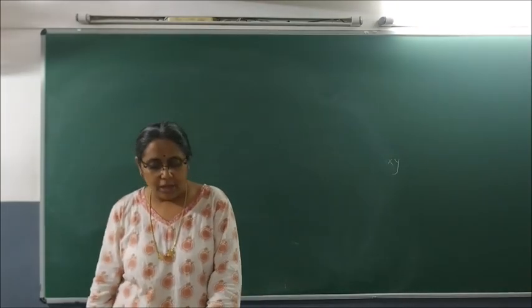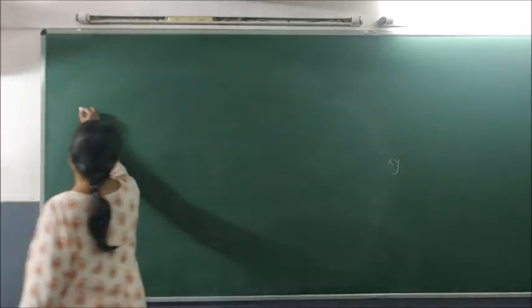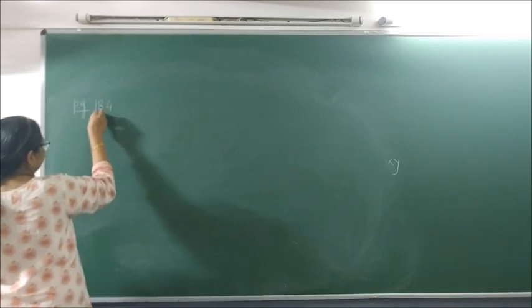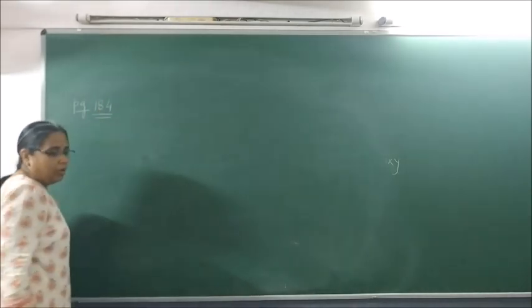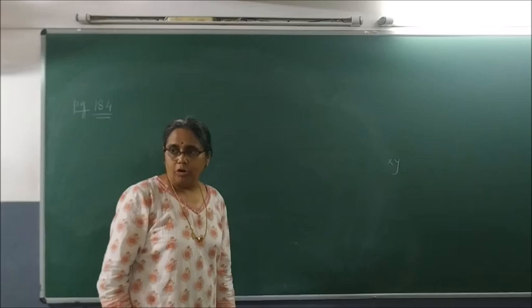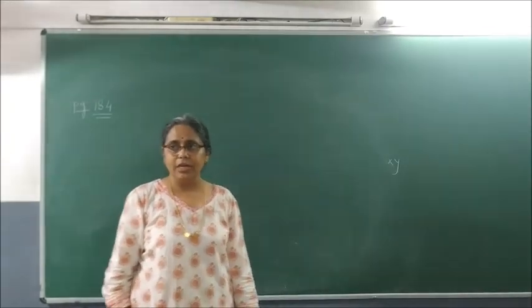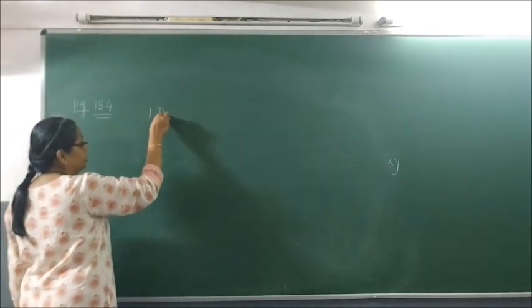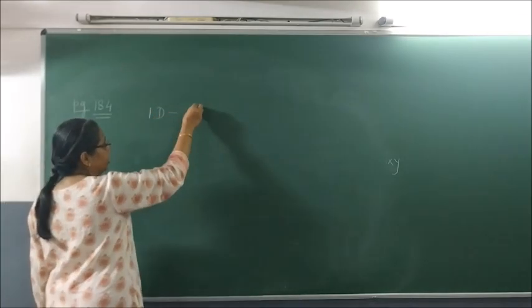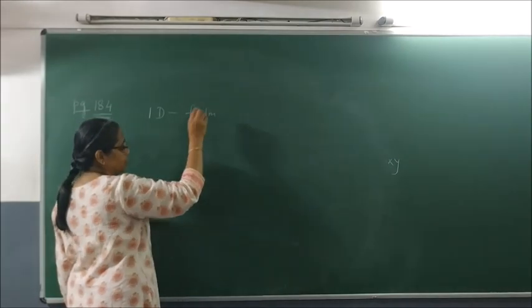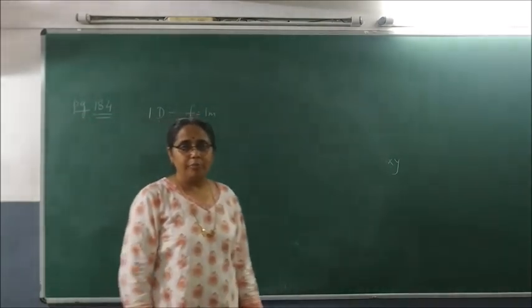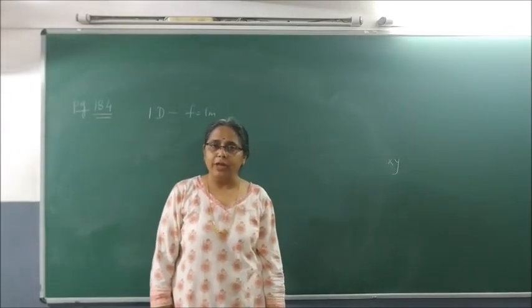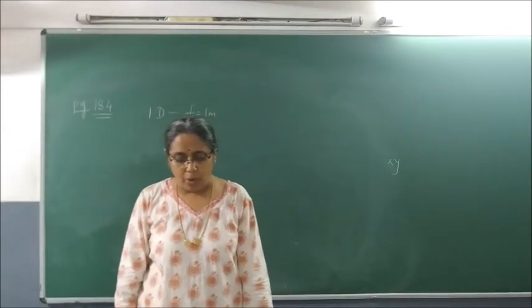We are doing in-text questions of page 184. We defined one diopter of a lens yesterday. Did we define it? We said one diopter is the power of a lens when its focal length is 1 meter. We defined it yesterday, so I am not writing the full answer. One diopter is said to be the power of a lens when its focal length is 1 meter.